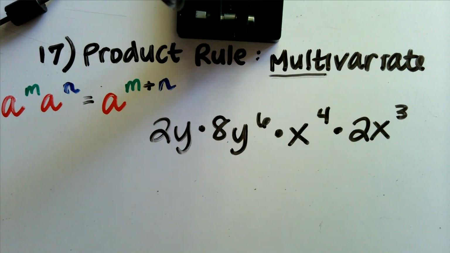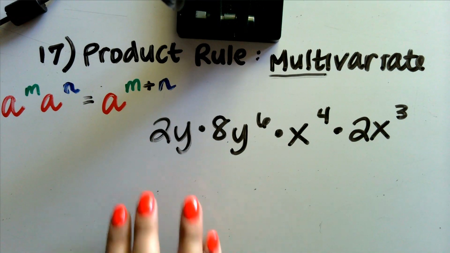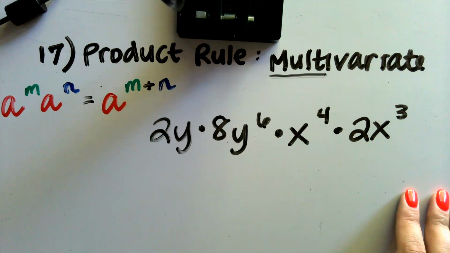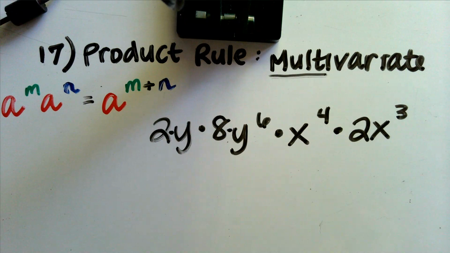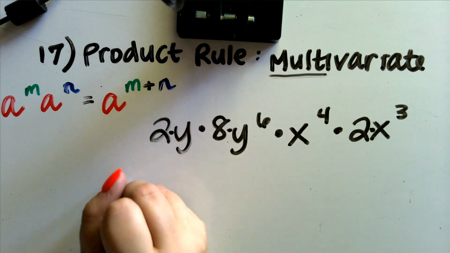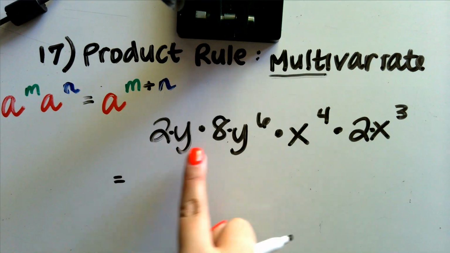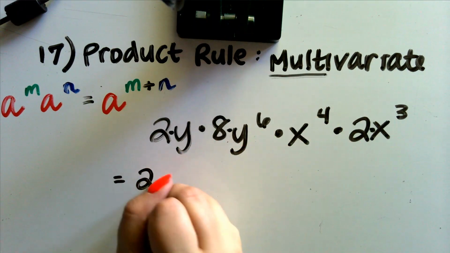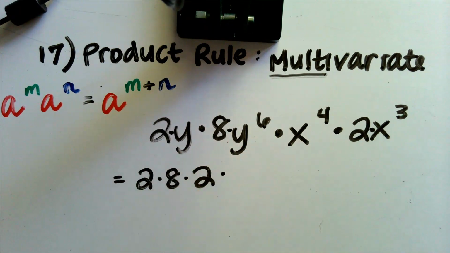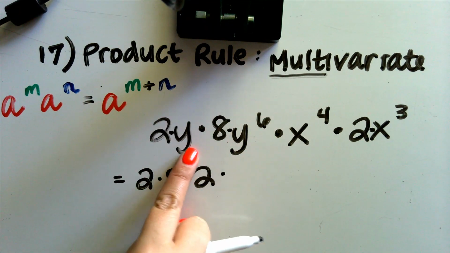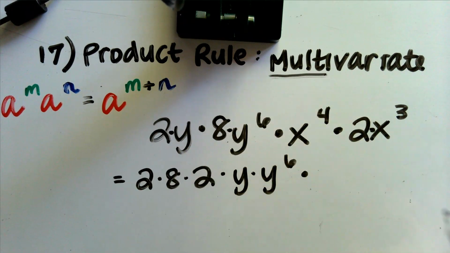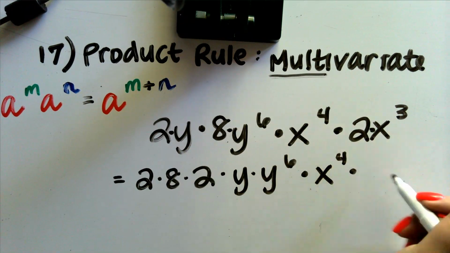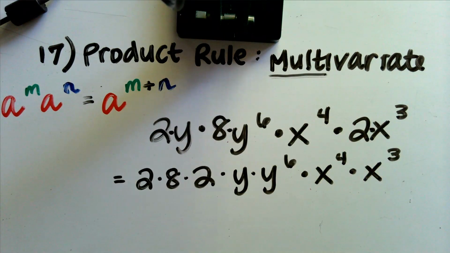We're going to go ahead and treat this exactly the same. I want to rearrange all of the terms in here because I know that with multiplication, we're allowed to do that. There's an invisible multiplication in here, one right there, one right there. All we're doing is we're multiplying everything together. So let's go ahead and rearrange our coefficients first. 2 times 8 times 2. Now let's just do the y's. Times y times y to the sixth. Now let's deal with our x's. X to the fourth times x to the third.